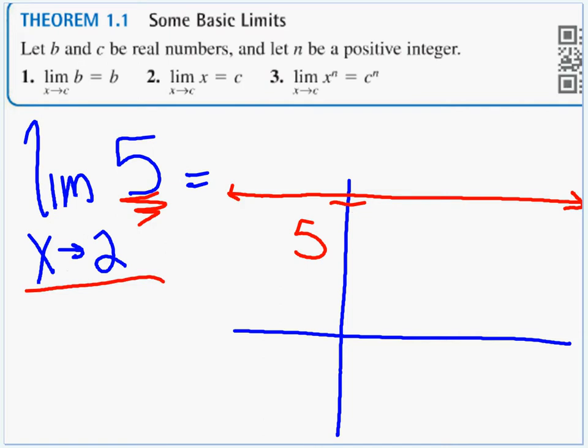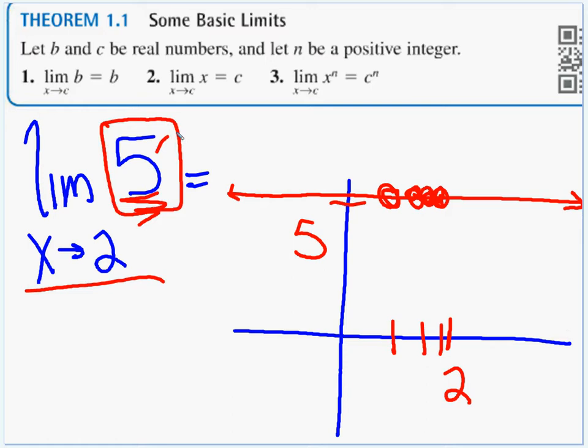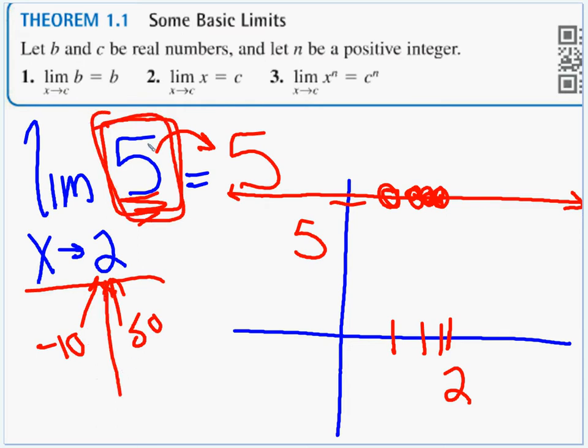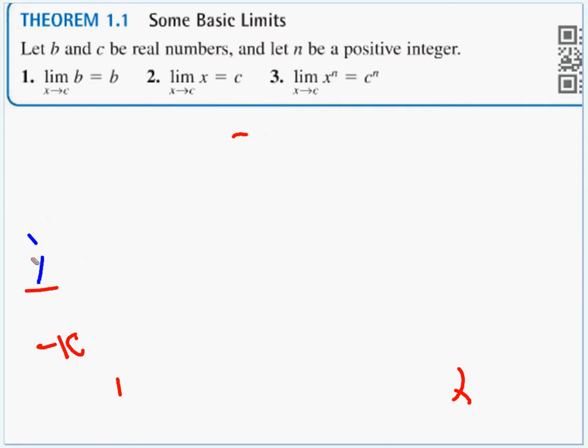And then it says down here we're approaching 2. Well, as we approach 2, if we're here at 1, we're up here at 5. 1.5, we're at 5. 1.9, we're at 5. 1.999, we're up at 5. It doesn't matter where we are along the x-axis, our y value is always 5. So here, that is just going to be our answer. It's like that 5 jumps over, and the limit is equal to 5. And it doesn't matter what number we're approaching down here. This 2 could have been a negative 10 or a 50 or a 5 million. It doesn't matter the approach number. This is going to be our answer because we're just dealing with a horizontal line.